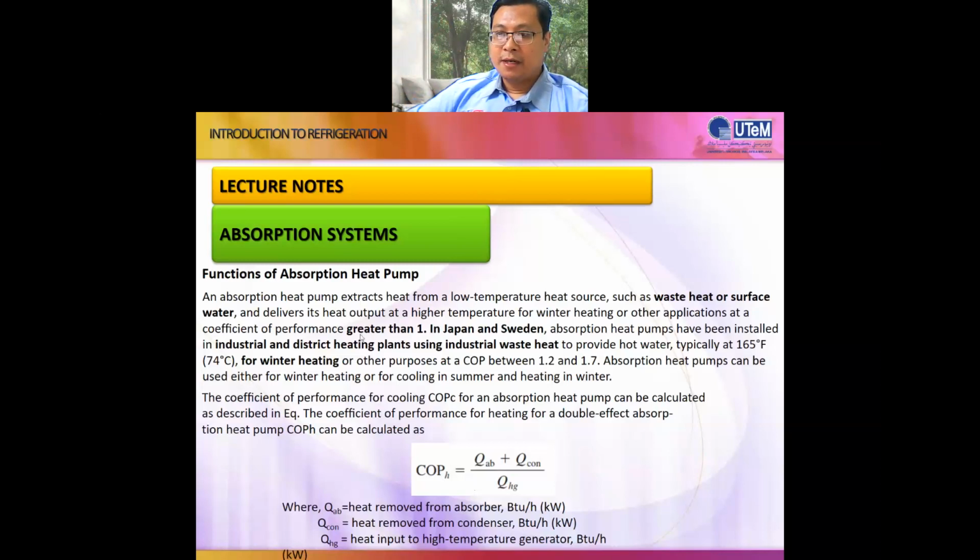So after calculation it should be greater than 1. For example, Japan and Sweden achieve between 1.2 and 1.7 for the coefficient.